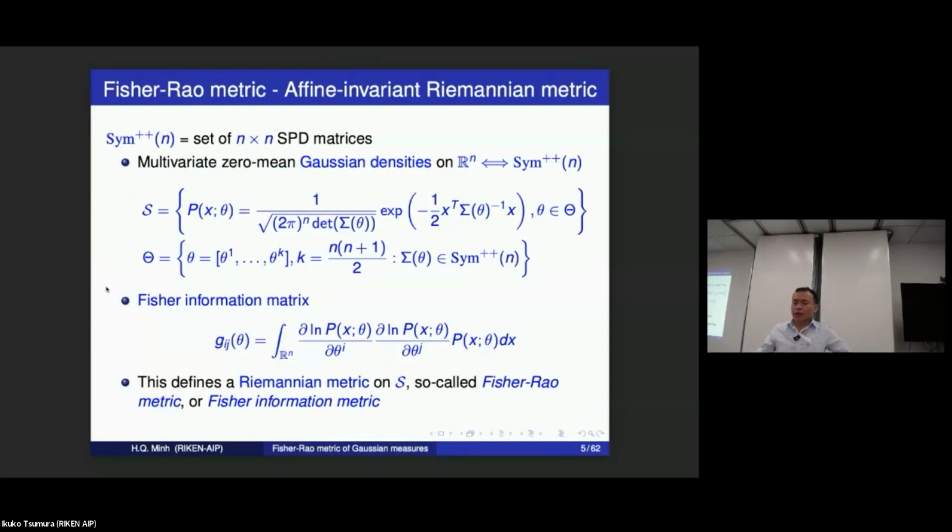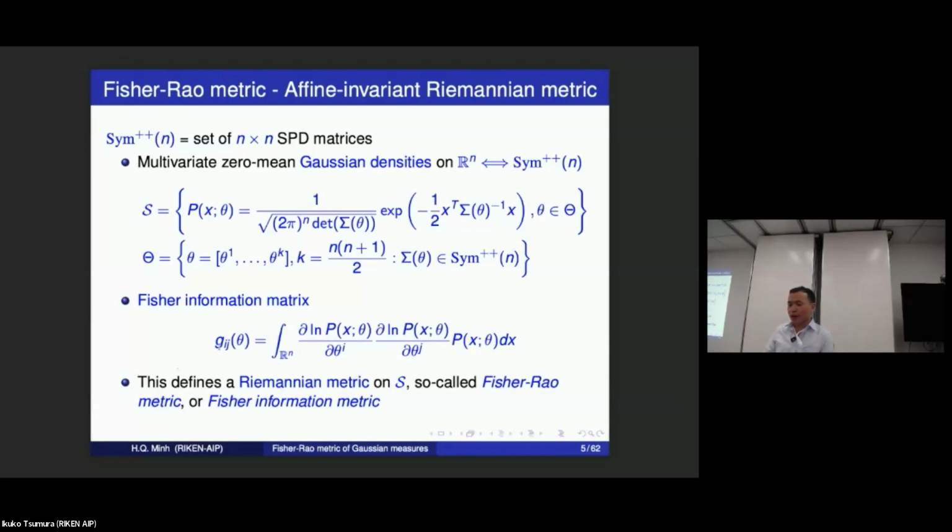Let's go to the set of n by n SPD matrices. It corresponds to the set of zero mean Gaussian densities on Rn, because they are completely characterized by the covariance matrix, sigma. In general, on a set of Gaussian densities parameterized by a set theta, we can define the Fisher information matrix given by this formula here.